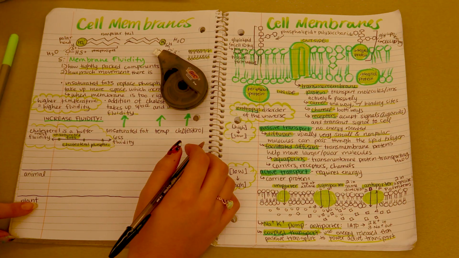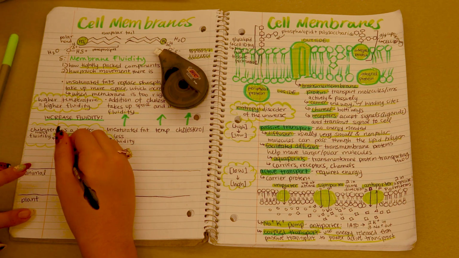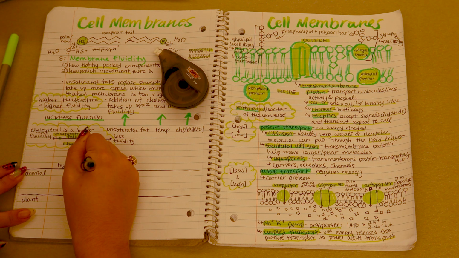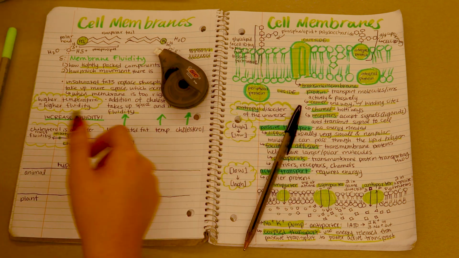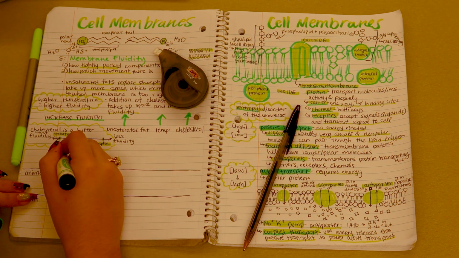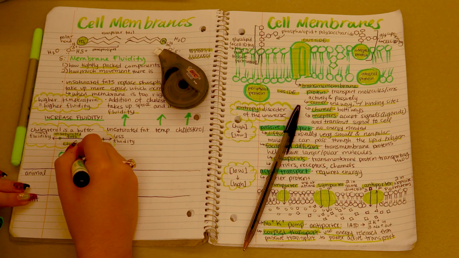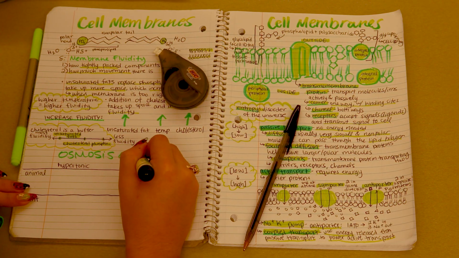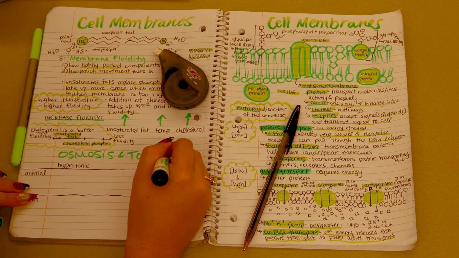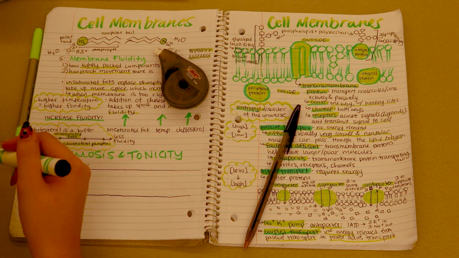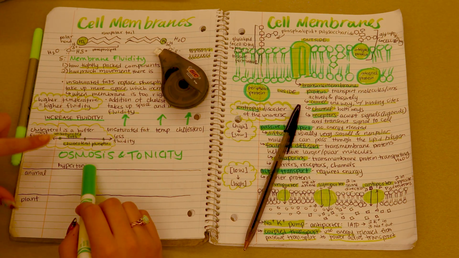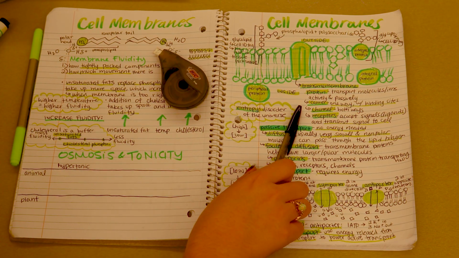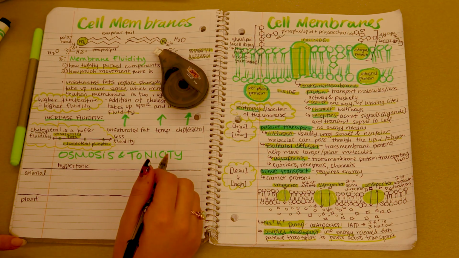Okay, so we're going to see what it looks like when we're in a hypertonic condition. Let's write a little header. We're talking about osmosis and tonicity, which are kind of like the same. Osmosis is the flow of water with our concentration gradient. Tonicity is like solute particles.